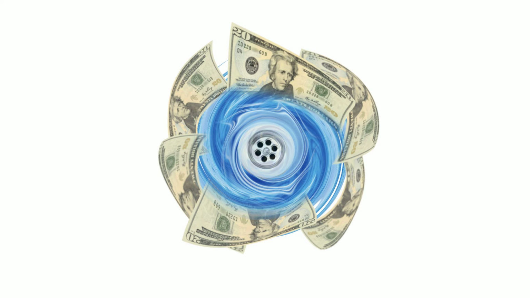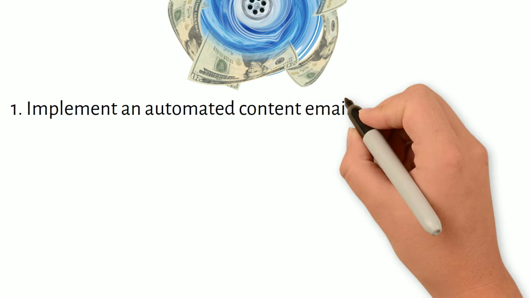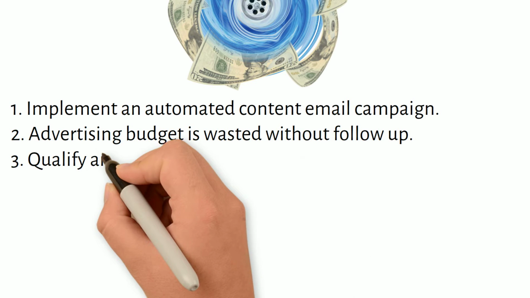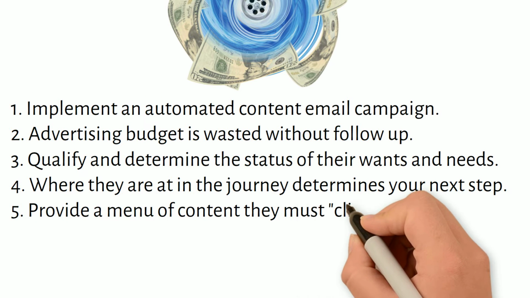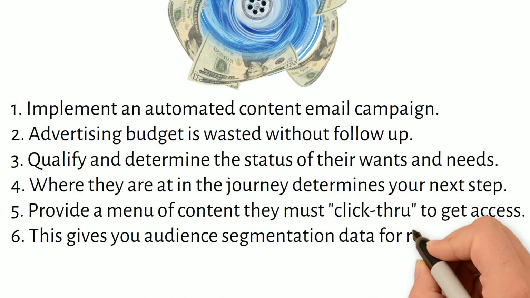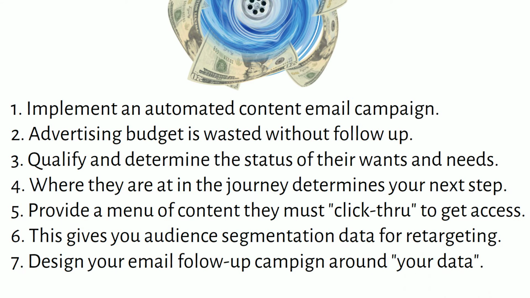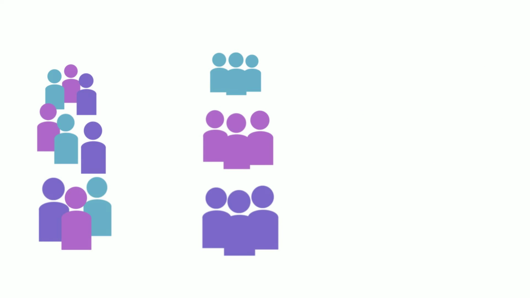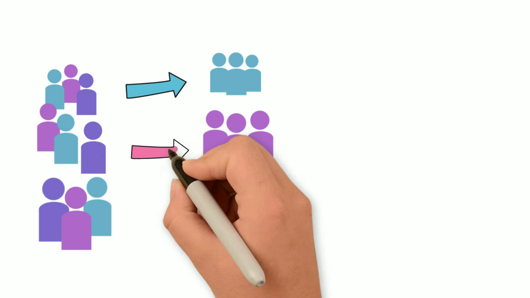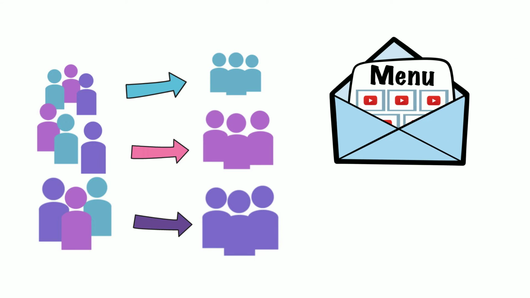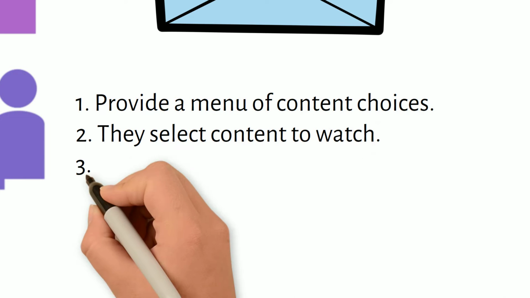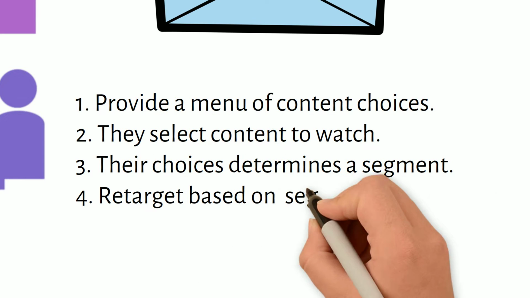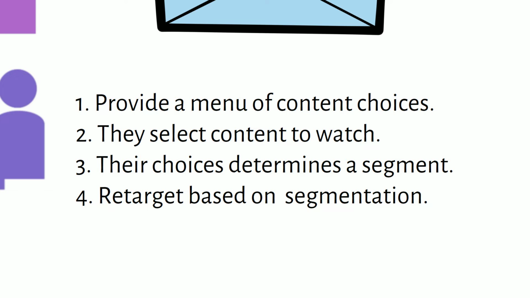Therefore, the main objective of this stage of the funnel is to further qualify and determine their status and where they are at in their purchase decision journey. This will determine your next steps for remaining in contact with them or moving them into the next stage of the funnel. And finally, this is also the stage where audience segmentation can see its biggest returns on investment. By providing a menu with content choices in an email, a customer's selection of these forms of content and clicking through to access the content can be used to segment your audiences. These segments are used for targeted email follow-up.